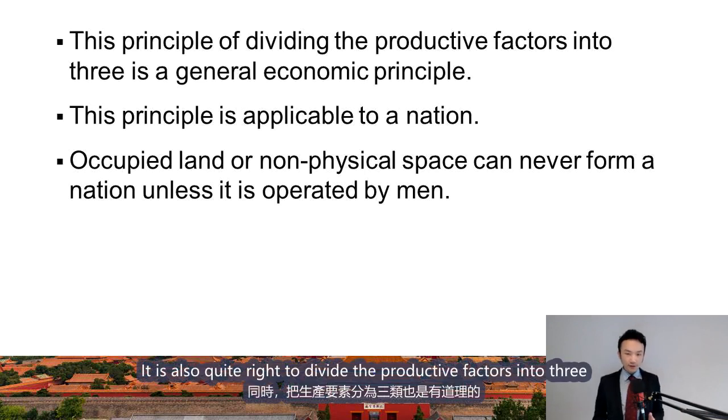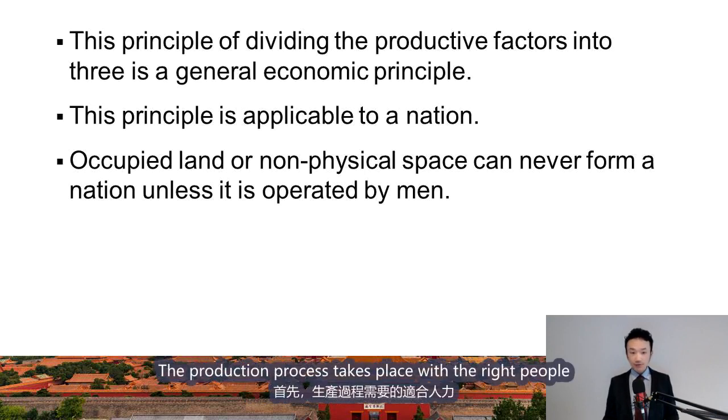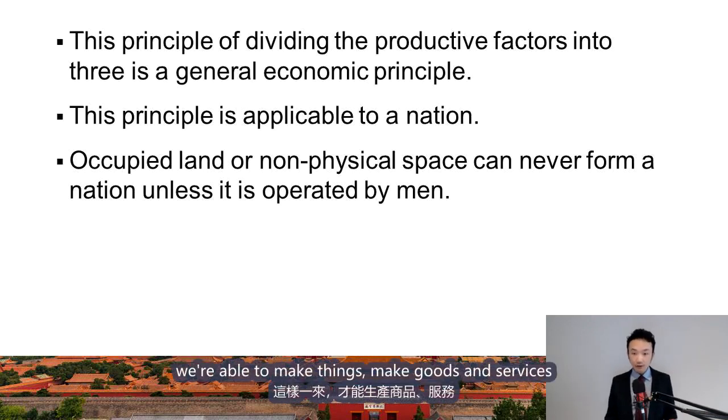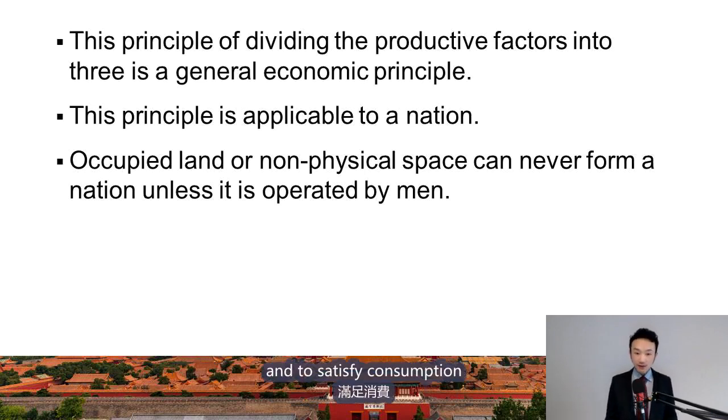It is also quite right to divide the productive factors into three. The production process takes place with the right people and in the appropriate given space or land. So with the right production tool and capital, we're able to make things, make goods and services, and to satisfy consumption, and that would be the use of it.